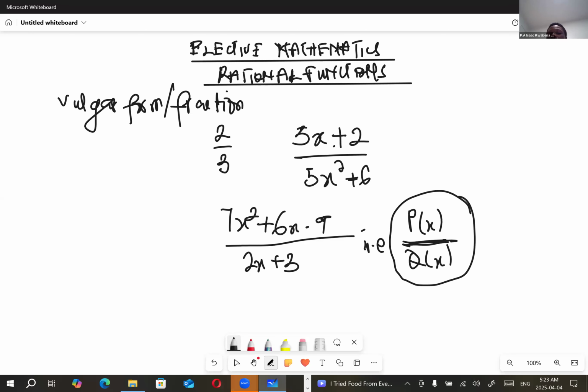So typically, P of X stands for any expression in a variable form. The variable can be X or Y. So look at what we just did here at the top. You see, it's an expression in a variable. The variable is X. Fine. Sometimes it can be Y. And then the denominator is also an expression. So I wrote Q of X to represent any other expression again.